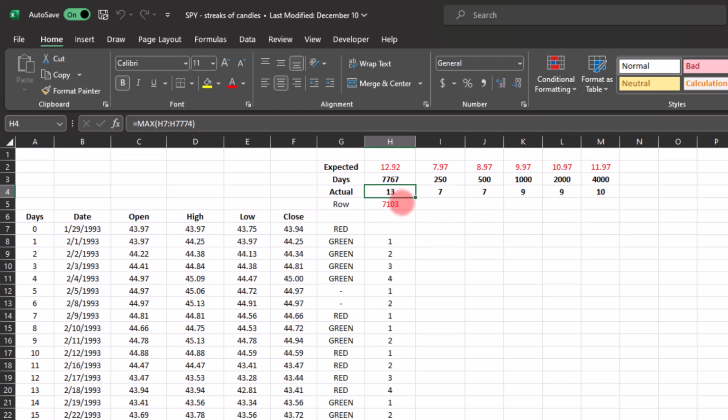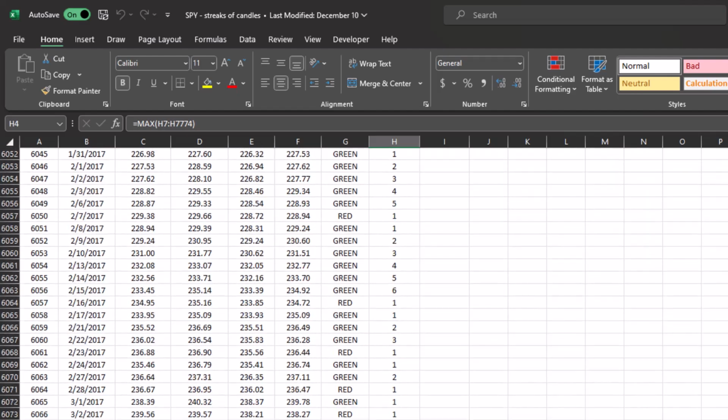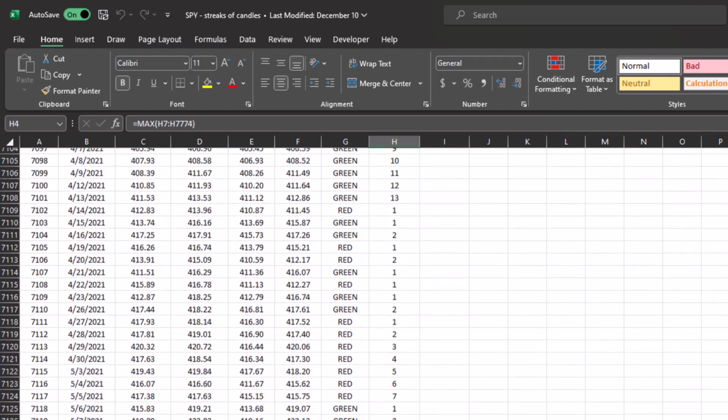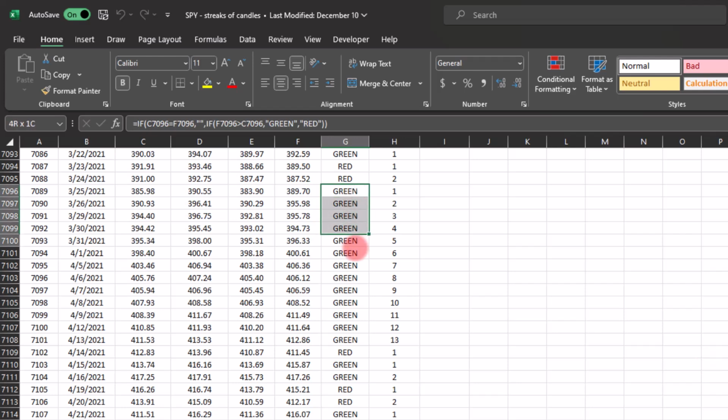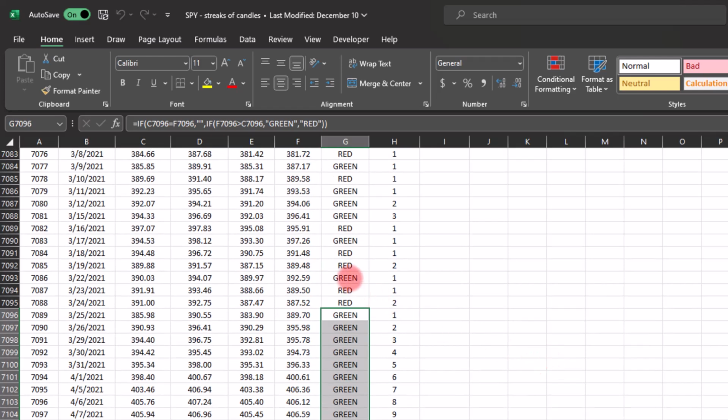So here you can see that this occurred on row 7103. So if we come down to 7103, where is it? Right there. There is the streak of green candles, 13. So if you just entered a trade on this date, March of 2021, and suddenly you went on this streak and you thought, wow, there's 3, 4, 5, 6, it's got to turn red. This would be highly unlikely in a given month.